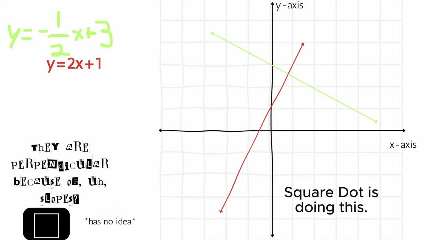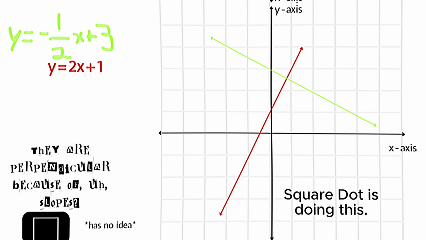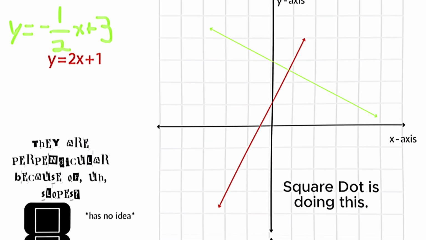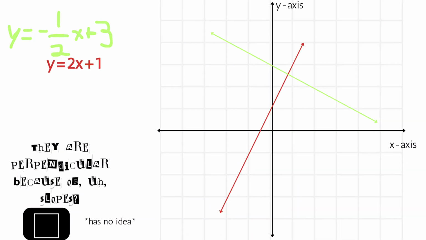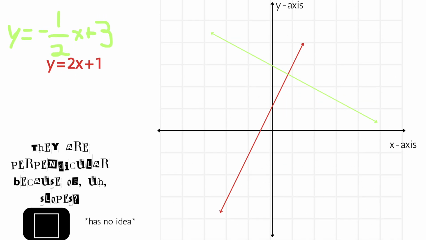So these lines are perpendicular. Do you know why? Because of their slopes? Yes, their slopes. What about their slopes? I don't know. Their slopes are opposite reciprocals. What's that? 2 and negative 1/2 are opposite reciprocals.